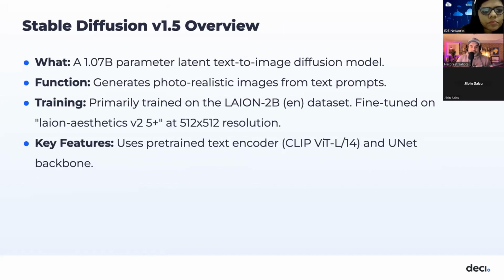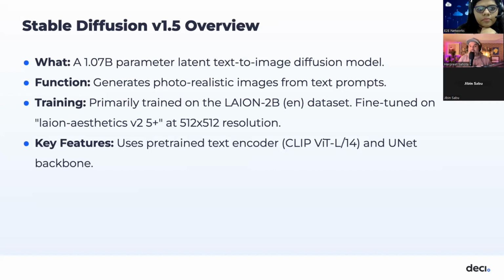So let's talk about Stable Diffusion 1.5. So Stable Diffusion 1.5 is a 1.07 billion parameter latent text-to-image diffusion model. Again, what do these do? Transform text descriptions into photorealistic images. So how did Stable Diffusion 1.5 come to be?